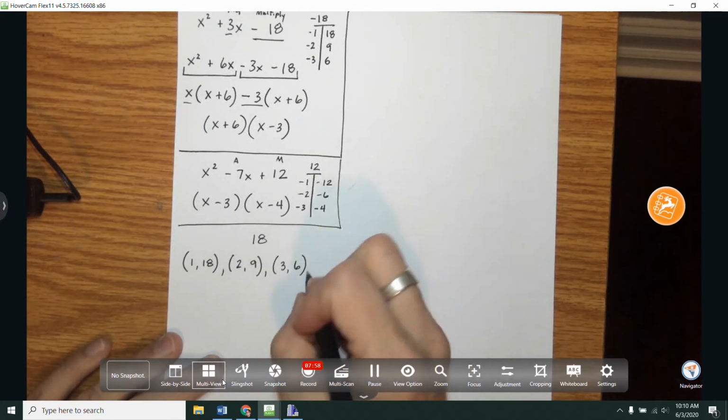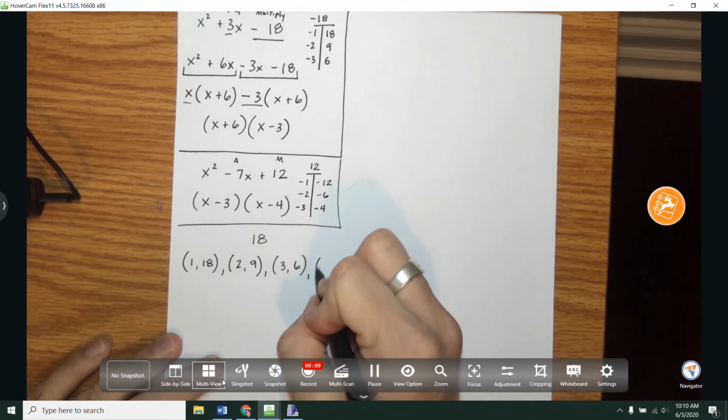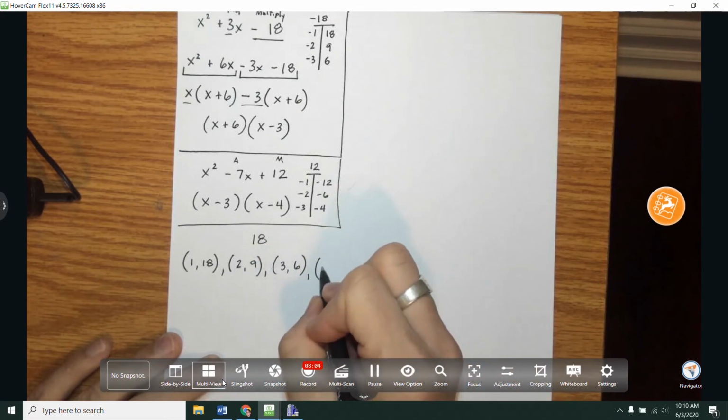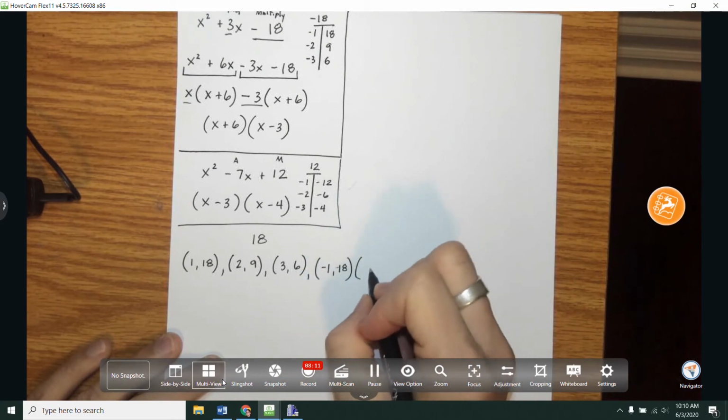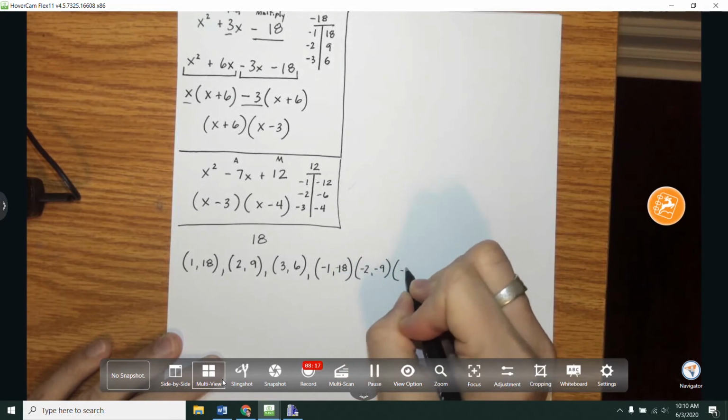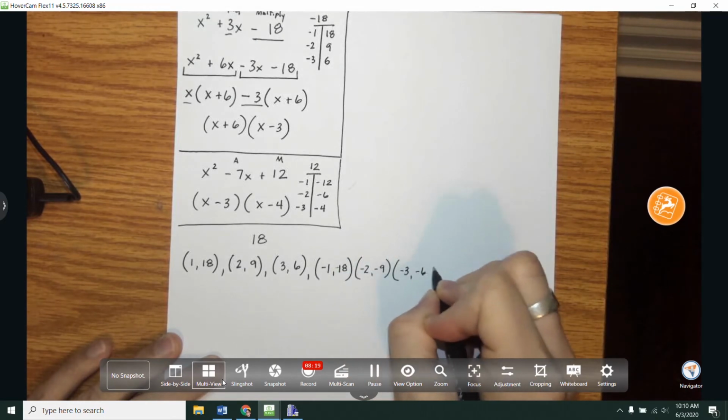Now what it means by the negatives, we know that a negative times a negative gives us a positive as well. So we have to list the negative versions of these numbers as well. -1 and -18. We got -2 and -9 and -3 and -6.